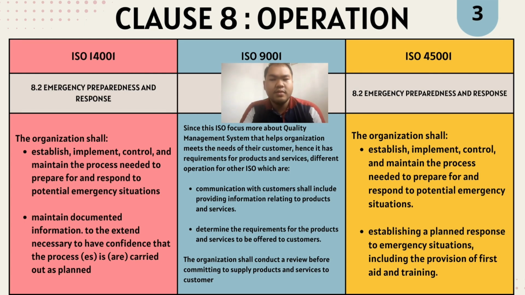For ISO 14001, the organization shall establish, implement, control, and maintain the processes needed to prepare for and respond to potential emergency situations. Maintain documented information to the extent necessary to have confidence that the processes are carried out as planned. For ISO 9001, since this ISO focuses more on the quality management system that helps organizations meet the needs of their customers, hence it has requirements for products and services.